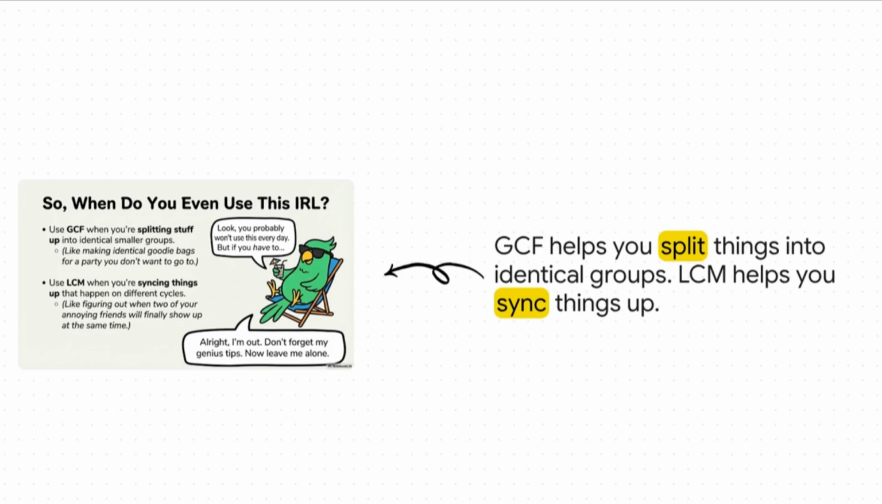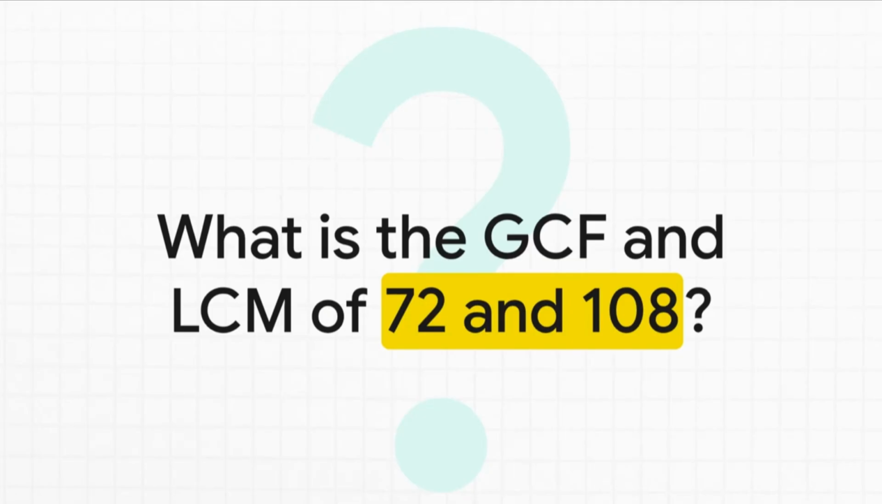And here we are, right back where we started, at that big, scary problem. Except it's not scary anymore, is it? You've got the cheat code, you've got the prime DNA, and you've got the whole minimalist maximalist brain hack. So what is the GCF and LCM of 72 and 108?